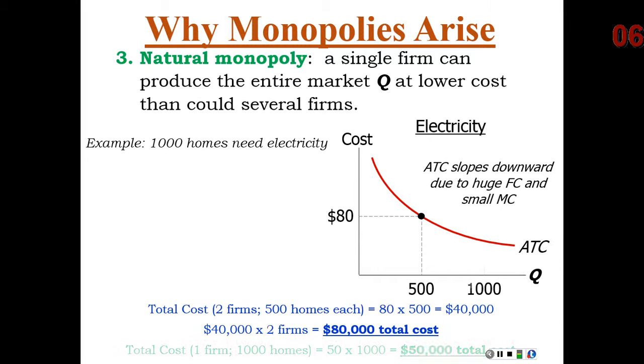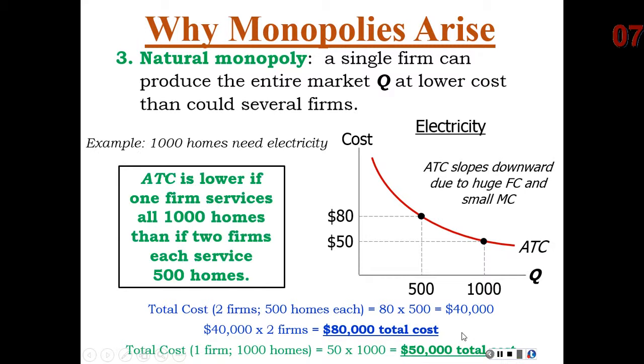Now, what if one firm provided the entire market? Well, then the average total cost would decline because of the shape of our average total cost curve. And now one firm providing electricity for all 1,000 homes would only cost them $50 a home. Well, 50 times 1,000 would mean that the entire market could be provided with electricity for only $50,000. Thus, average total cost is lower if only one firm provides all the 1,000 homes. And this is an example of a natural monopoly. This market would be best provided, or more efficiently provided, if only one firm serviced it rather than having multiple firms service it. This would be a good example of a natural monopoly.